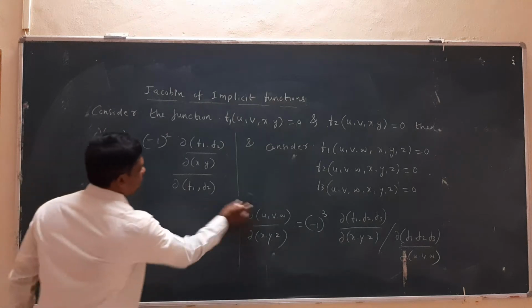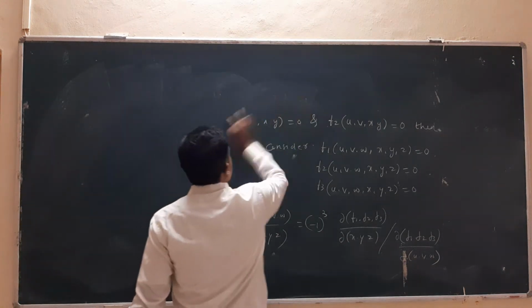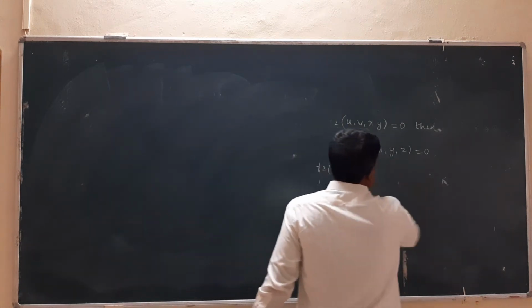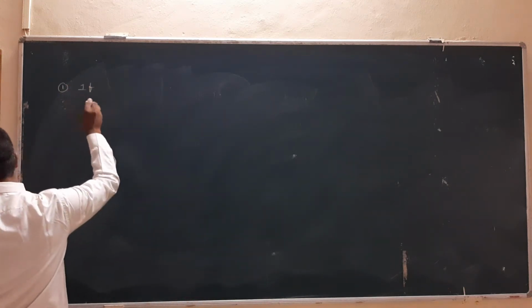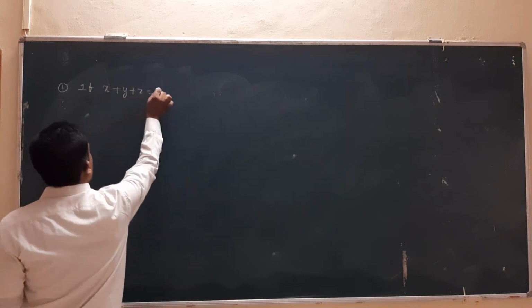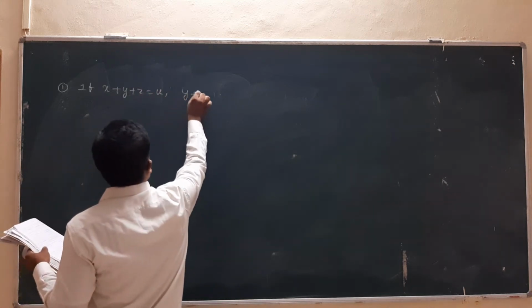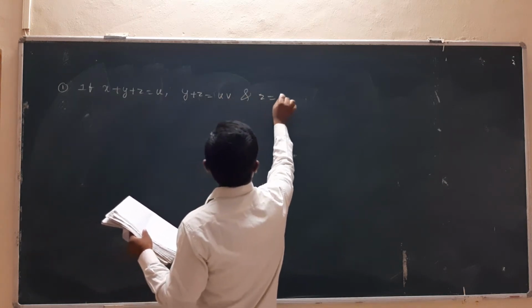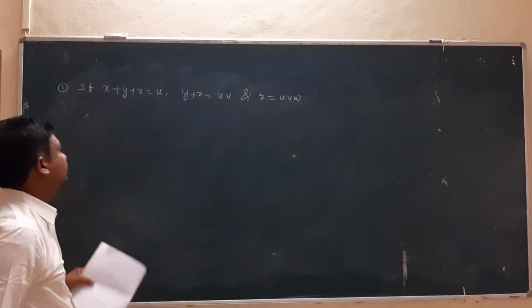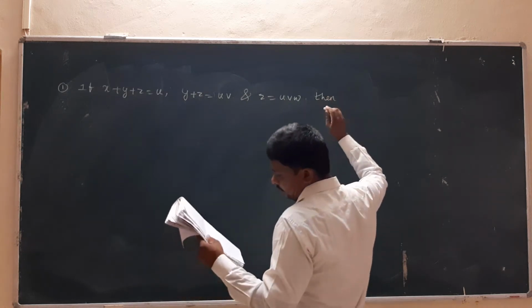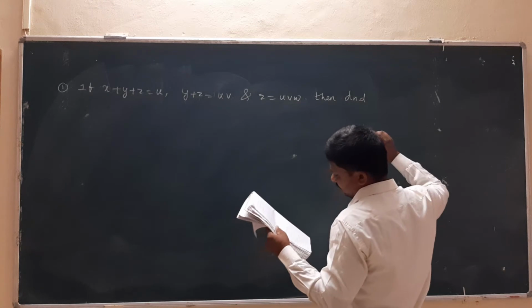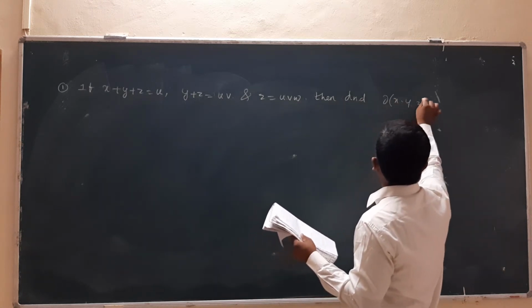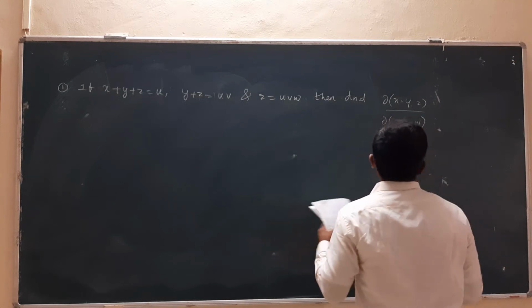So let us see one example. If x plus y plus z is equal to u, y plus z is equal to u into v, and z is equal to u v w, then find dou of x, y, z with respect to dou of u, v, w.